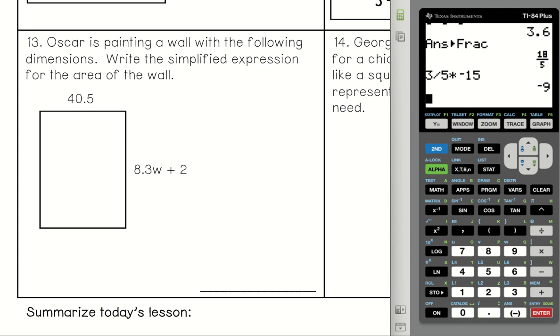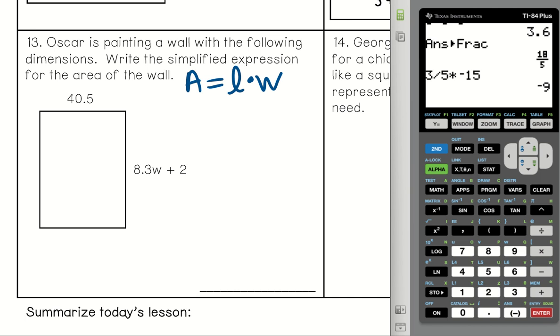Okay, number 13 says Oscar is painting a wall with the following dimensions. Write a simplified expression for the area of the wall. So remember, area is the amount of space inside of a shape. So area of a rectangle is length times width. So we need to multiply the length and the width of this rectangle.